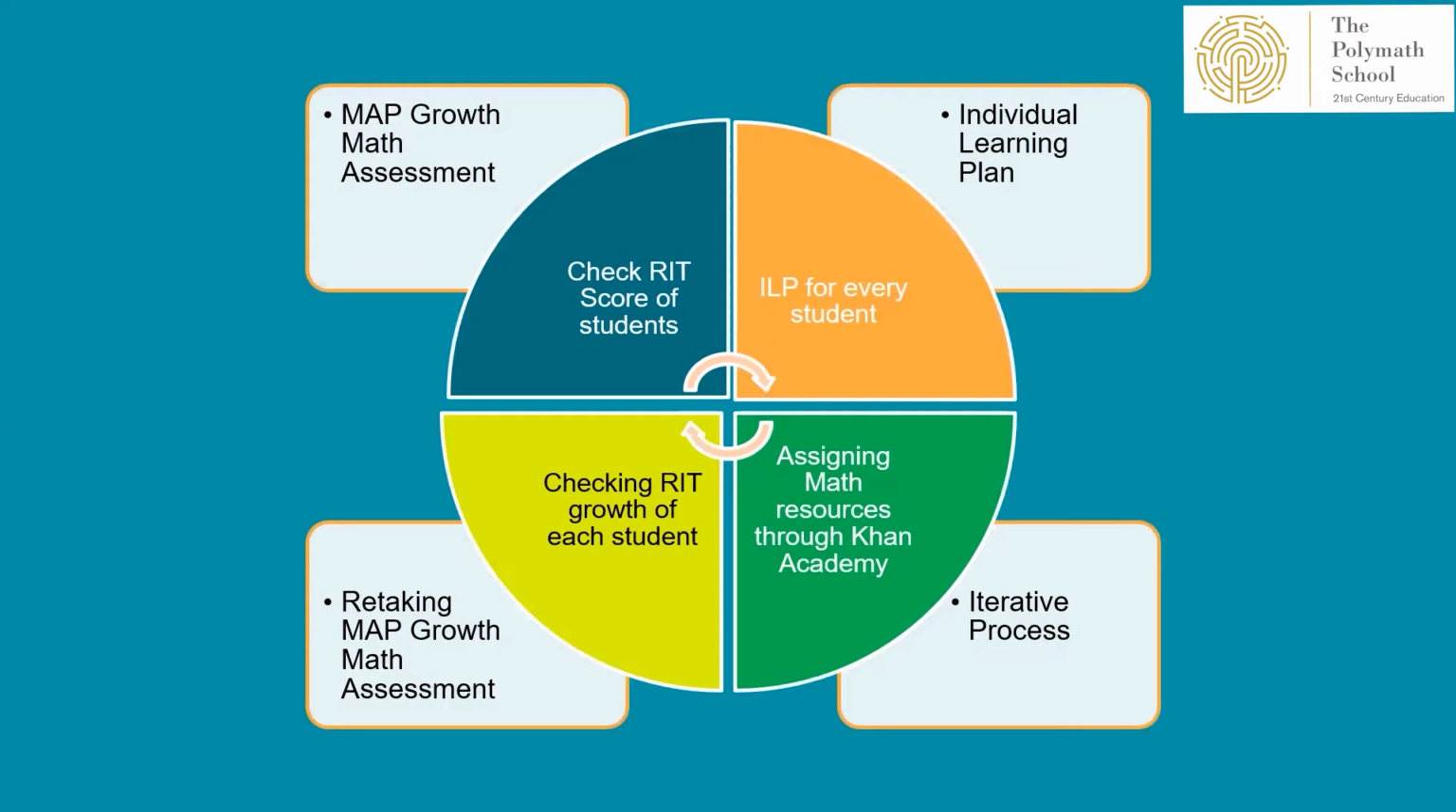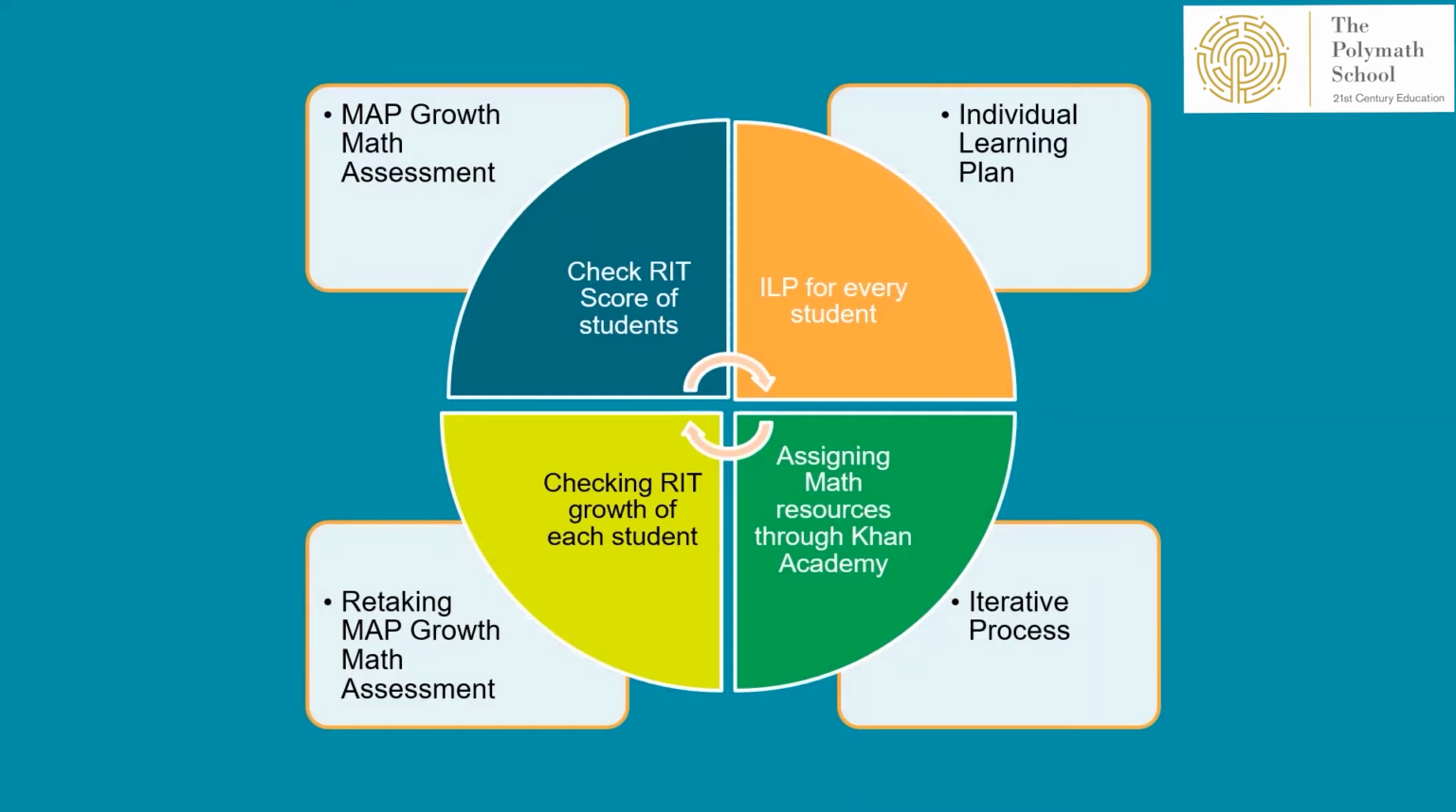After finding out the gaps in the students' skills on those 13 strands, 13 topics, we start assigning math resources through Khan Academy after doing a skills locator on the MAP tool. The skills locator is a tool which we use to pinpoint the gap in the skills of the students, which gives us the data on which topic and which skill we need to fill first. So we start filling those gaps in the skills by assigning resources on Khan Academy. And it's an iterative process. We follow this for all the 13 topics.